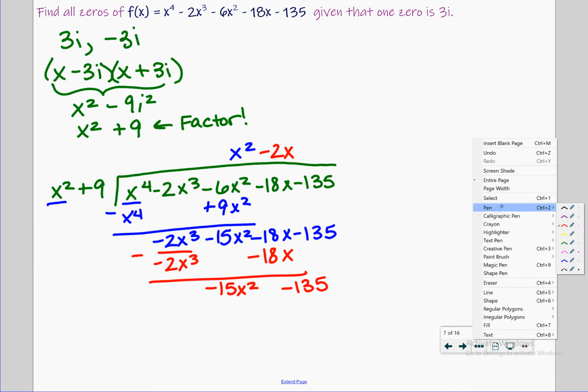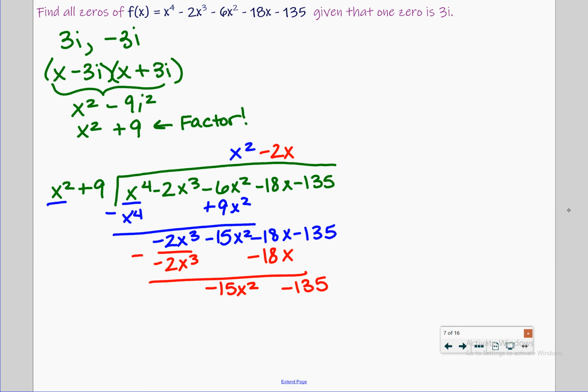X squared times what will give me negative 15x squared? Negative 15. Negative 15x squared. And surprisingly, 9 and 15 are going to give me 135. Subtract, I get 0.